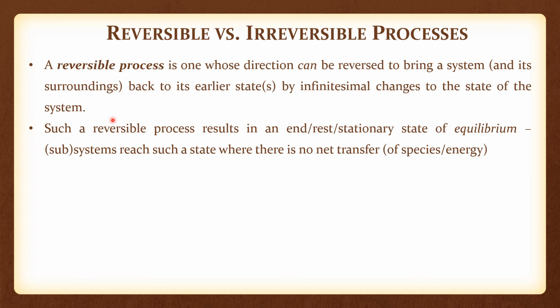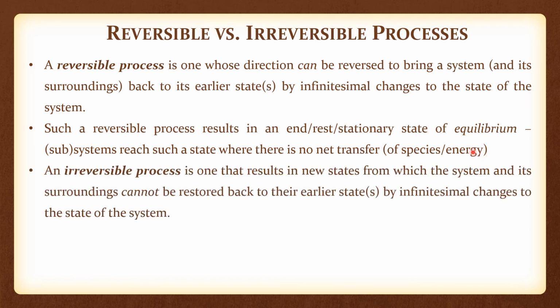Such a reversible process ends in an end state or rest state of equilibrium. The subsystems reach a state where there is no net transfer of species, energy, displacement of boundaries, and so forth. An irreversible process, on the other hand, is one that results in new states from which the system and surroundings cannot be restored back to their earlier states by infinitesimal changes to the state of the system.